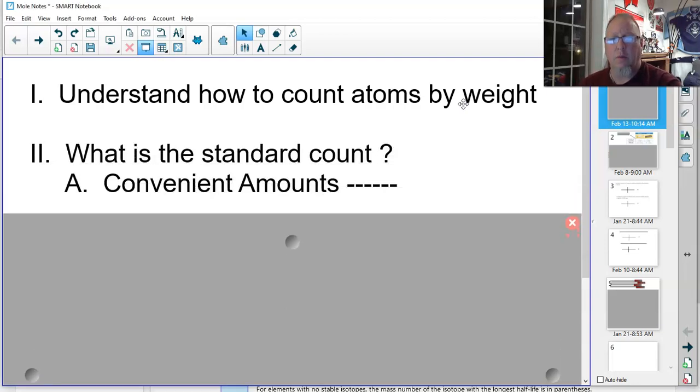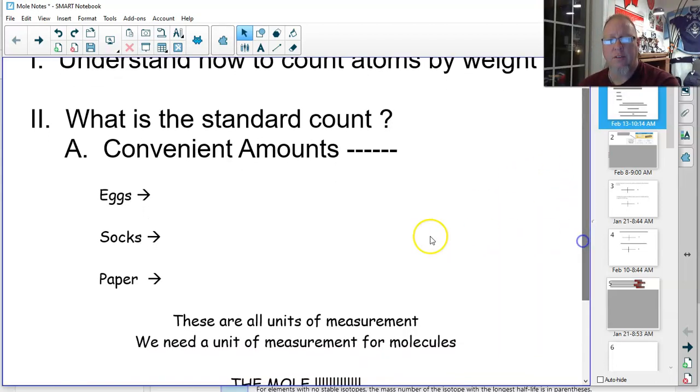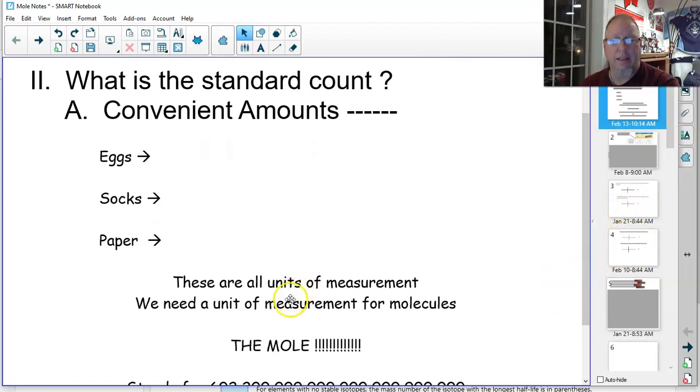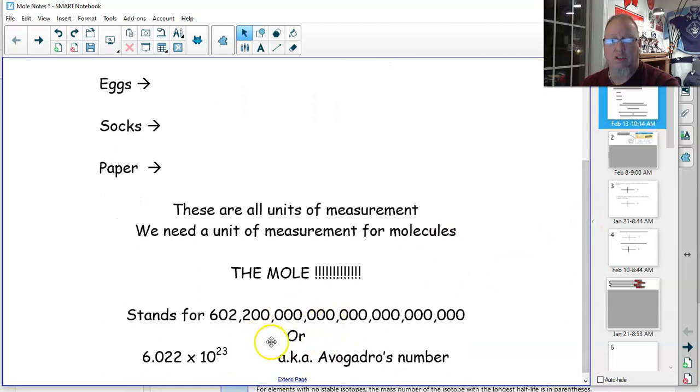The second thing is what a convenient amount or a standard count is. And some examples from the videos that you watched prior to class would be that an egg is a dozen, a pair of socks 2, a ream of paper is 500, and we have a word like that in chemistry. It's called the mole. And the mole is an extremely large number, 6.02 times 10 to the 23rd. It's also known as Avogadro's number.